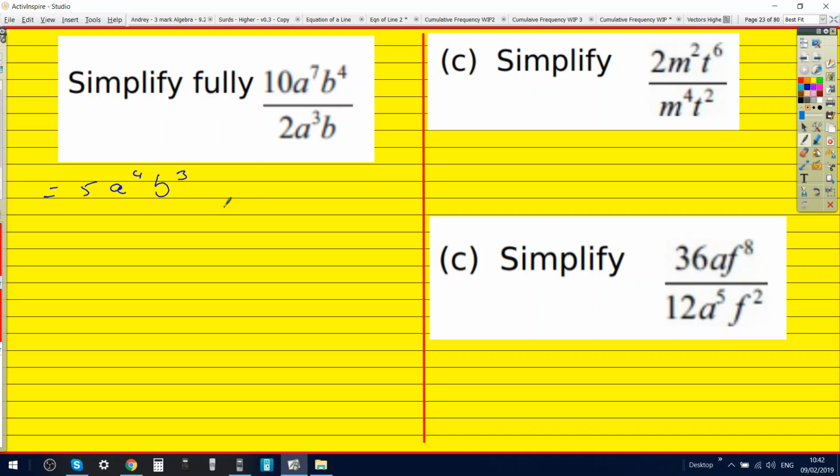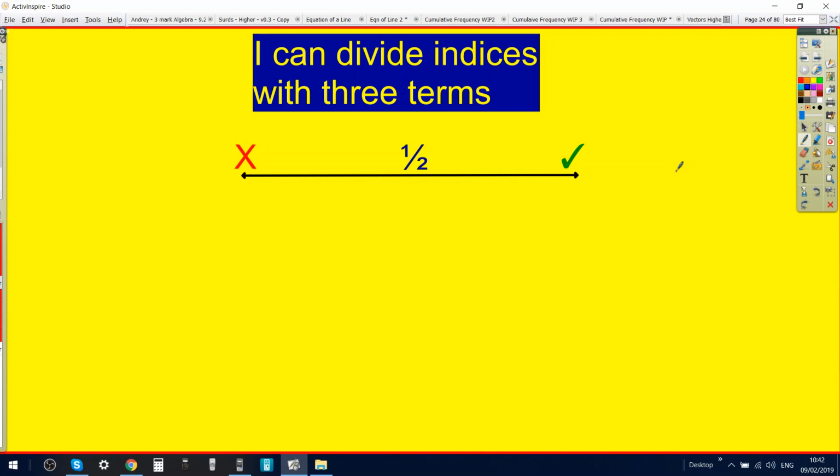Top right. Would it be 2m to the power of minus 2? Yeah. And t to the power of 4. Well done. And bottom right. Would it be 3a to the power of minus 1? Not minus 1. Oh no, sorry, minus 4. Sorry. Yeah. And f to the power of 6. Yeah. I can divide indices with 3 terms.